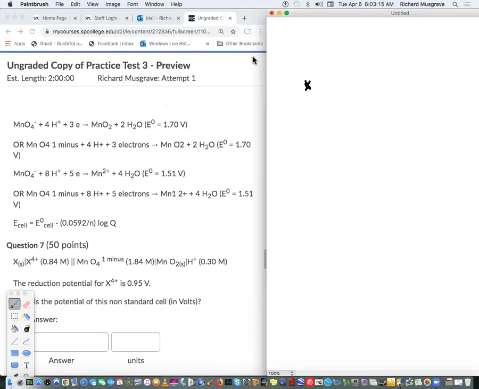sorry, my pen here is acting up a little bit. Let me put a little bit of water on it. It's not good. Okay, let's try this again. X4+ plus 4 electrons gives X. That is the reduction process. Now, what makes it a reduction is the fact that it's got 4 electrons and they're on the reactant side.